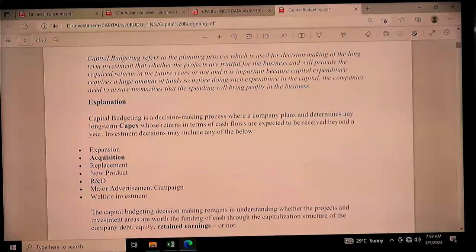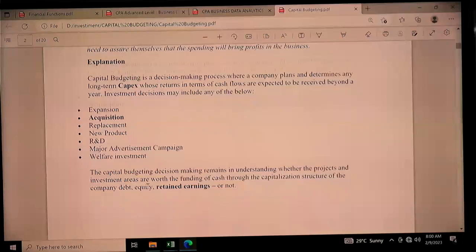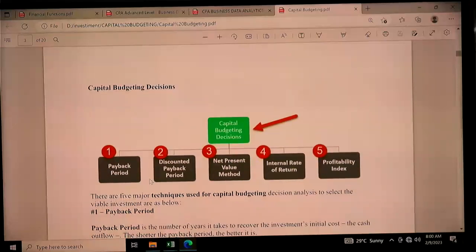So in capital budgeting, decision making lies in understanding whether the project and investment area are worth the funding of cash. And we are going to use several ways of deciding this. For capital budgeting decisions, we are going to use a number of things: the payback period, the discounted payback period, the net present value, the internal rate of return, and the profitability index.